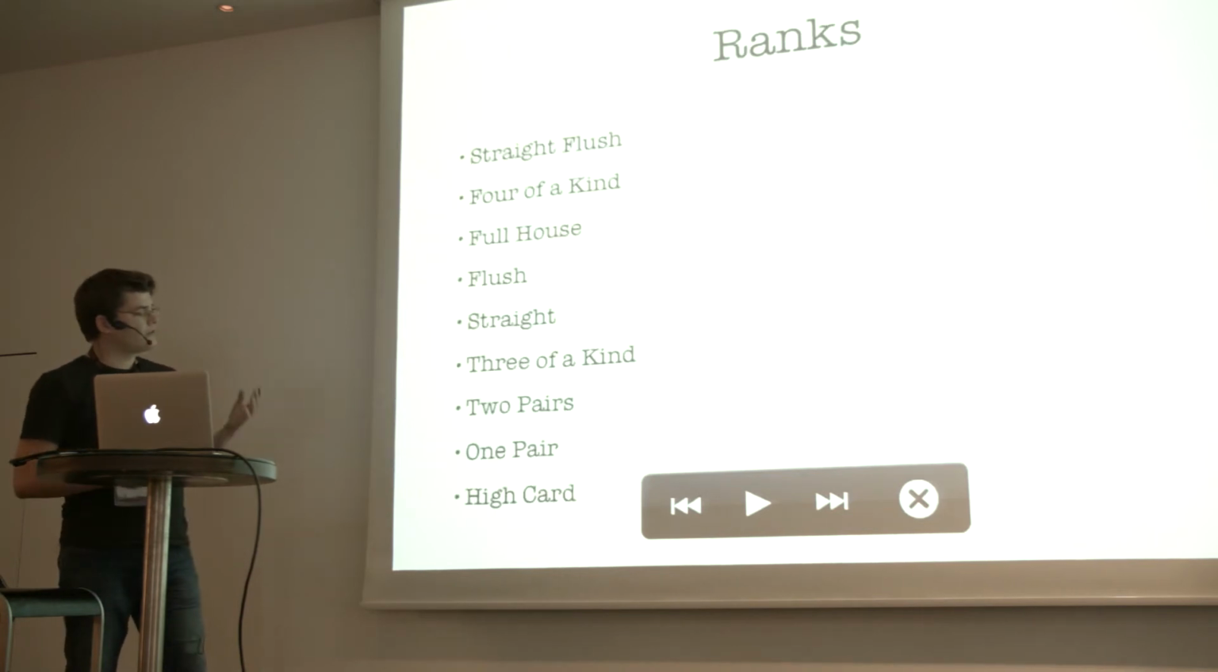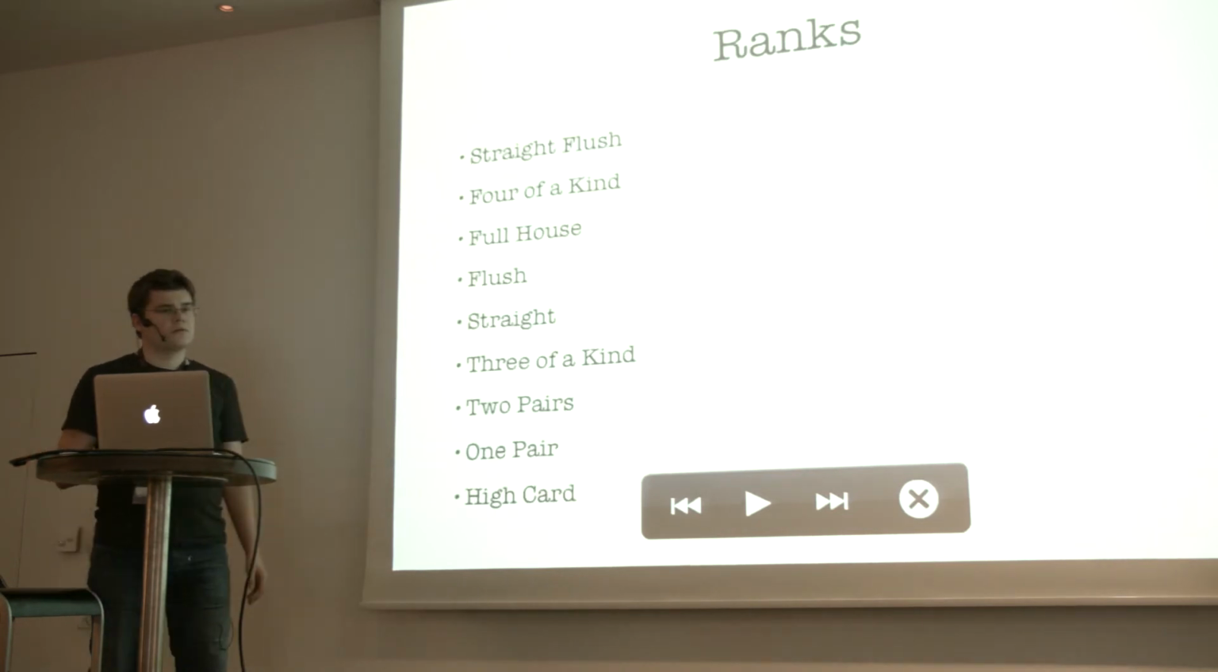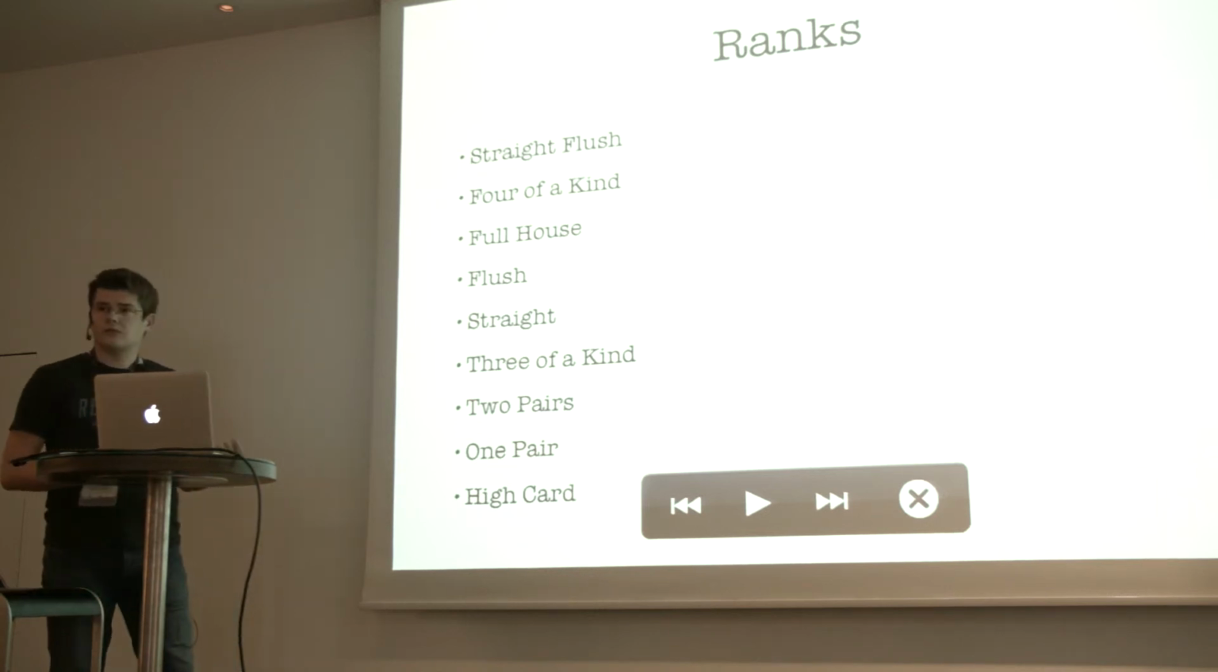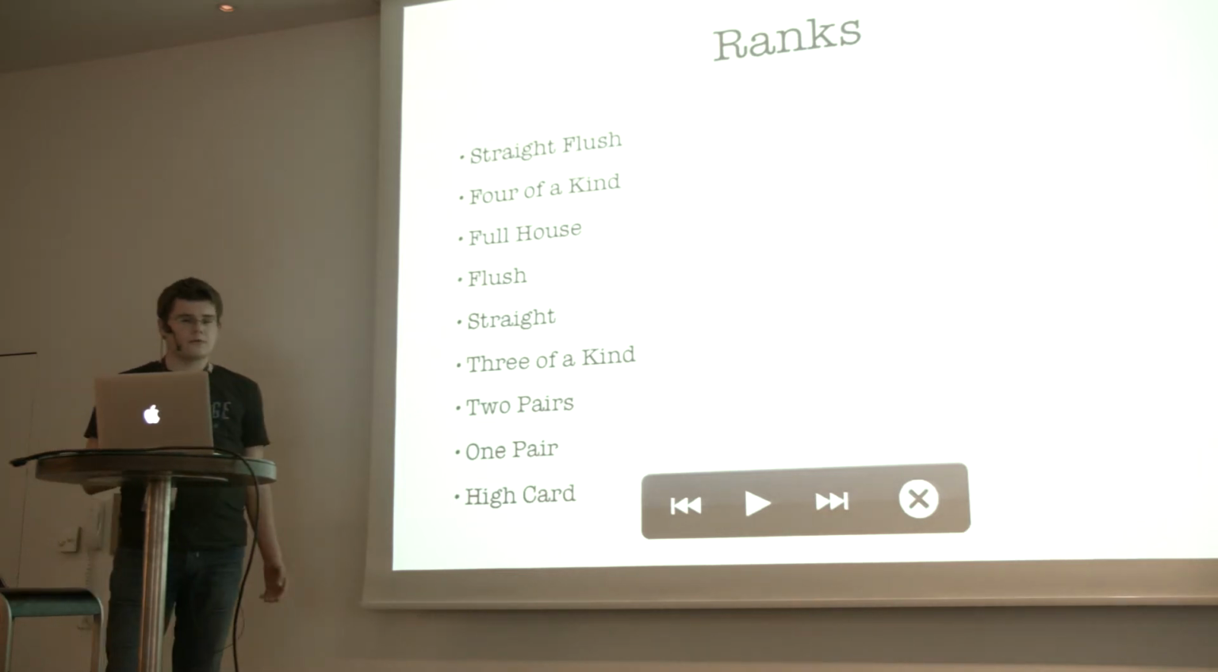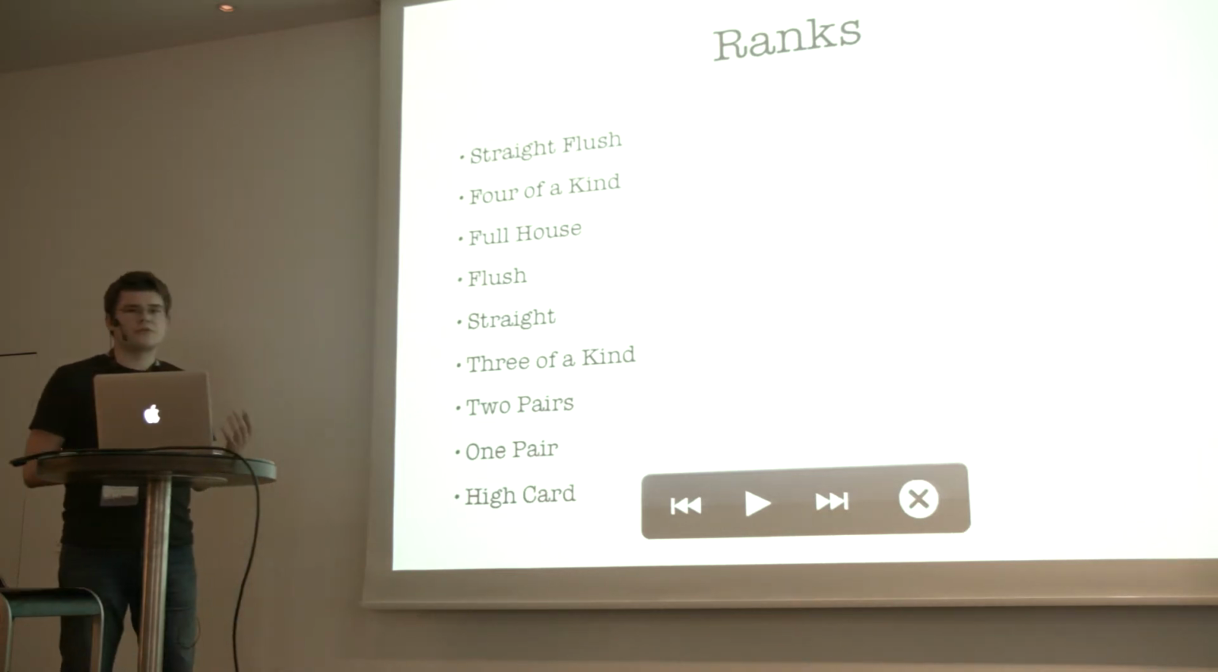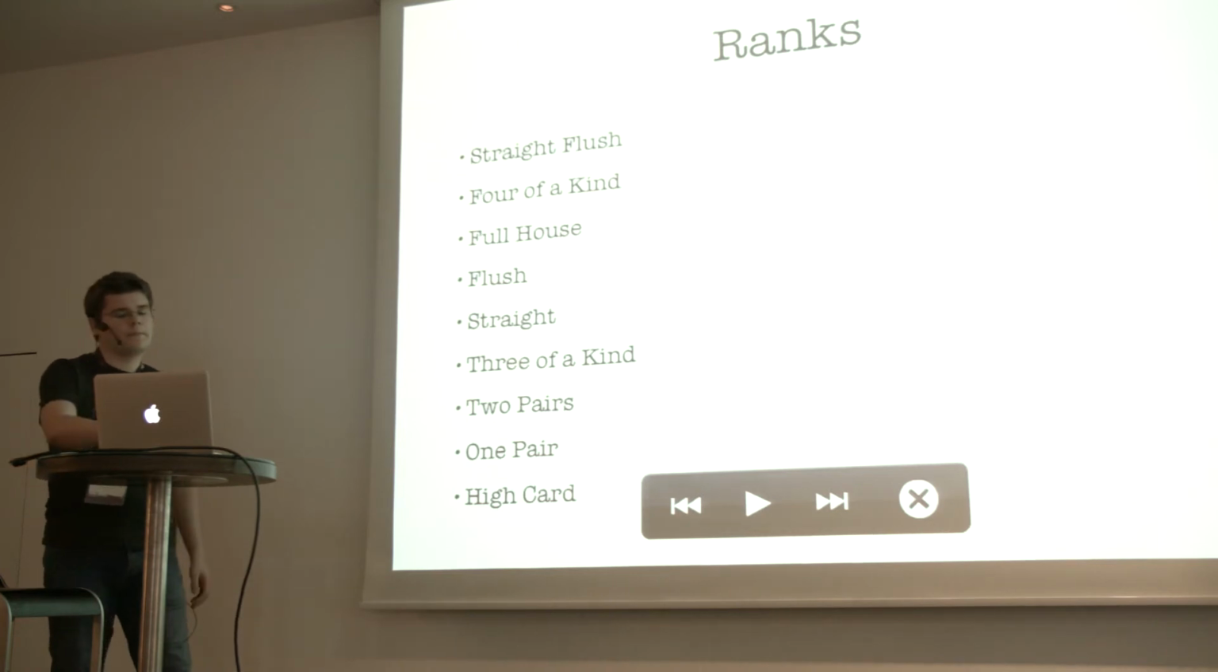In Texas Hold'em, we have 9 different ranks that a hand can be. So we have things like full house, flush, straight, two pairs, and so on. And now we want to have a program to figure out the rank for a given hand.